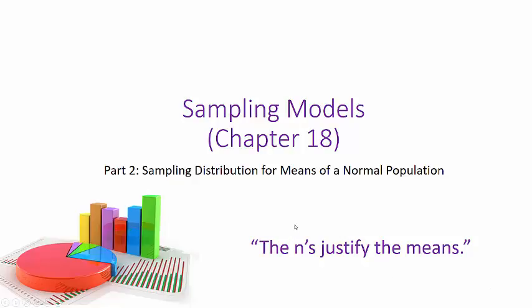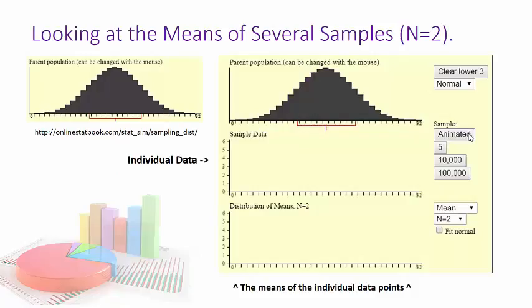Now we're really going to get to the phrase, the ends justify the means. And hopefully you'll think my ends justify my means. So we're going to look at the means of several samples. And this is the parent population here, which is a normal distribution. You can find the simulation right here at Online Statbook.